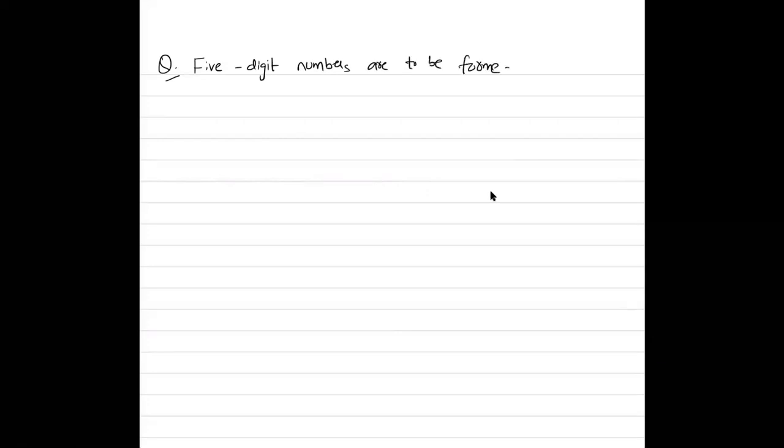Okay. Now the question says 5-digit numbers are to be formed using the digits 2, 3, 4, 5, and 6. These are the digits, and each digit can only be used once, so no repetition allowed. Okay?